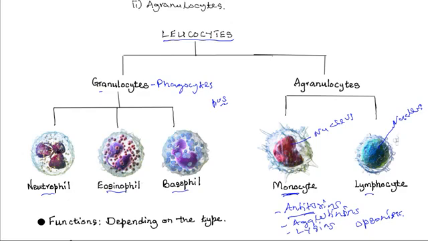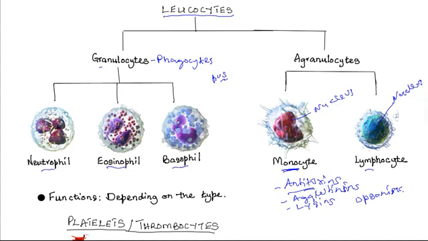So those are the various functions of the different types of leukocytes, because the function of the leukocytes depends on the type. Granulocytes are phagocytic, just like the monocyte also, and then the lymphocytes produce different types of antibodies that together act to destroy microorganisms that cause diseases.